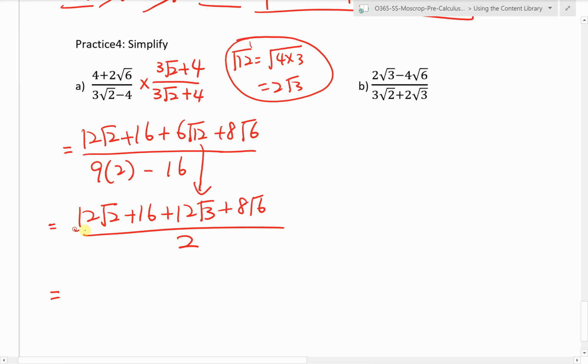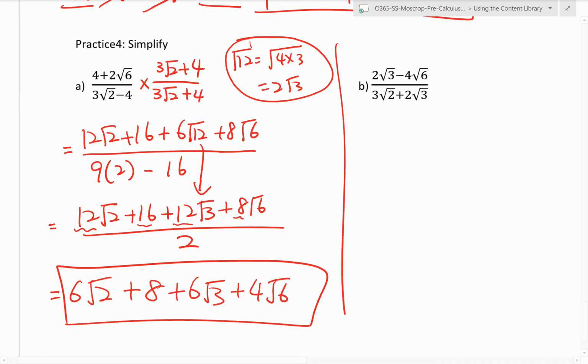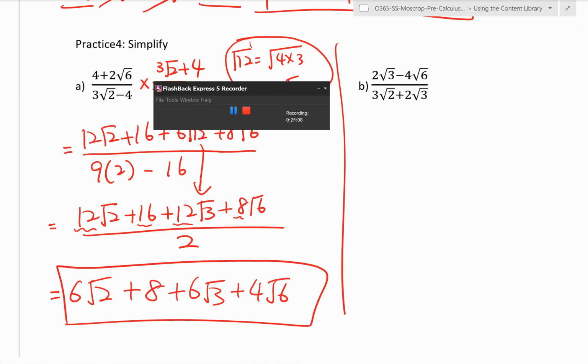Again, now notice every single term, the number in front of the radical signs or just the constant itself, are all even numbers, and our denominator is also even, so we can actually divide everything by 2. So our final answer should be 6 root 2 plus 8 plus 6 root 3 plus 4 root 6. And the 2 just disappeared because we divided everything by 2. Okay? I'll give you another few minutes to do part B. Go ahead.